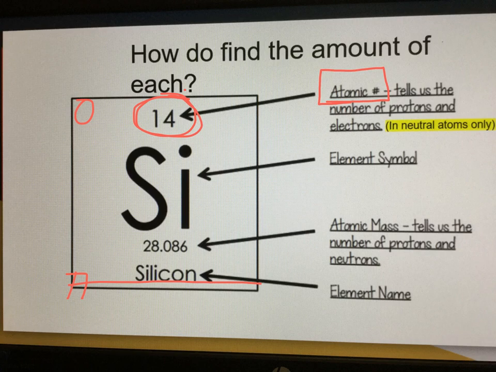Okay, now the number that has decimals, not always rounded, this is going to be your atomic mass. Now with these two numbers, you're going to be able to find anything you need to for every single atom in that periodic table. You'll be able to find all three subatomic particles. Okay, so let me give you an example.